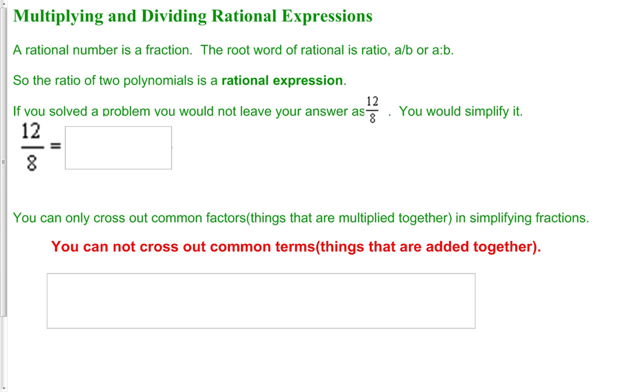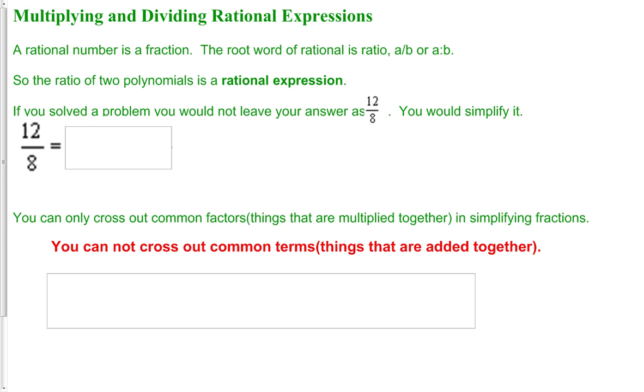This section is about multiplying and dividing rational expressions. A rational number is a fraction. The root word of rational is ratio, which is a over b or a to b. So the ratio of two polynomials is a rational expression, and that's what all of this is about.